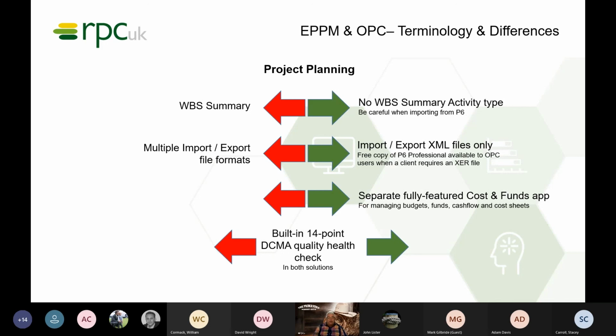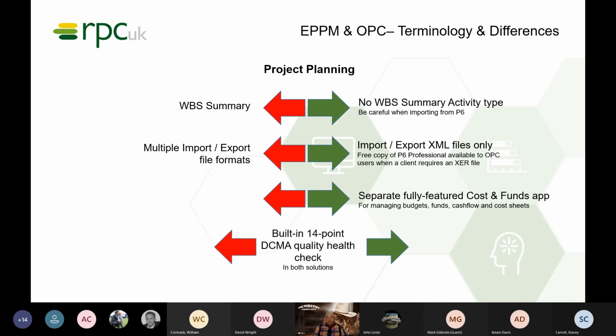In both systems, you've got multiple import-export file formats. Of course, XML is becoming more and more common these days, but just recently, Oracle announced that if a licensed user of OPC has bought OPC, they're entitled to a free copy of P6 Professional. So sometimes the client has to produce an XER file. So we work quite closely with Network Rail, and their supply chain always insists on an XER file of the project plan.